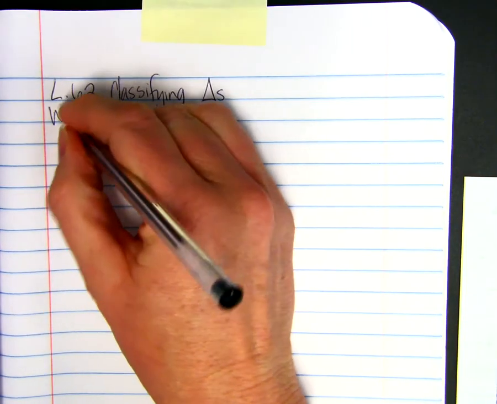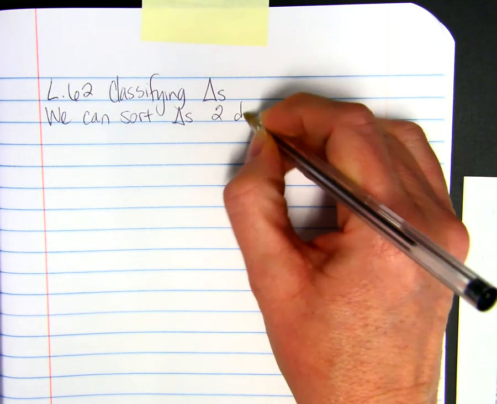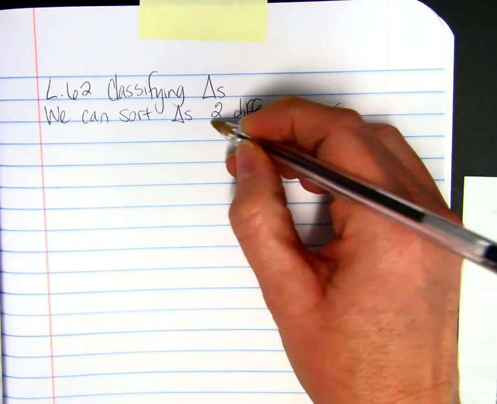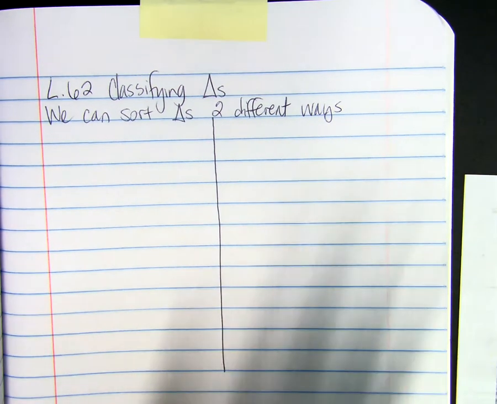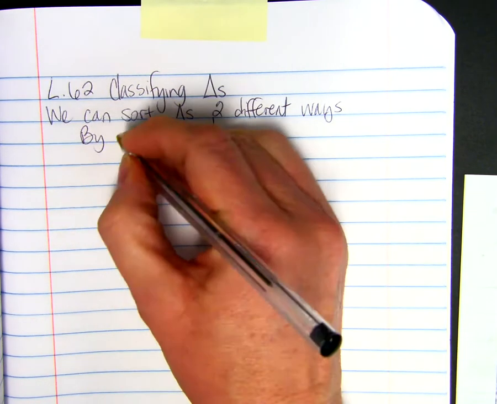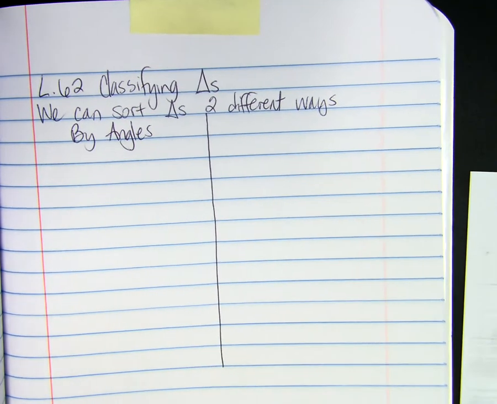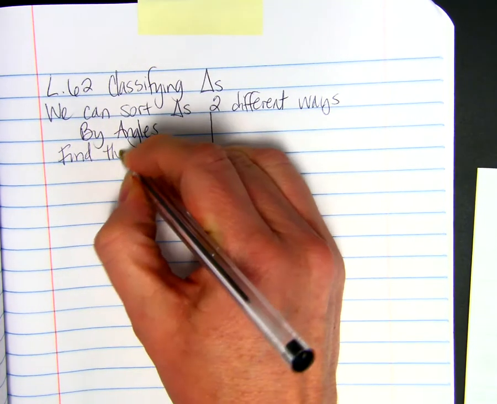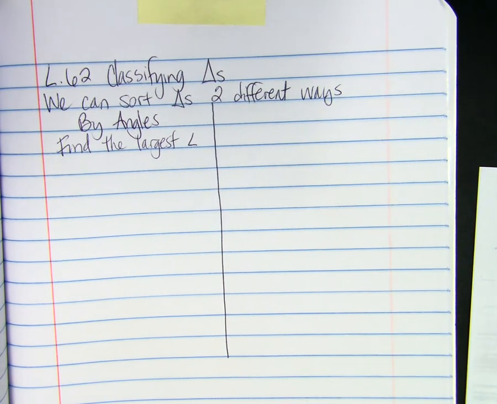Order. Okay. Anyway, we can sort triangles. It's like sorting, 2 different ways. So we're going to have 2 columns here. So if we are classifying by angles, that means we just look at the angles of the triangle. So we first look at or find the largest angle. So just look for the biggest angle in the triangle.